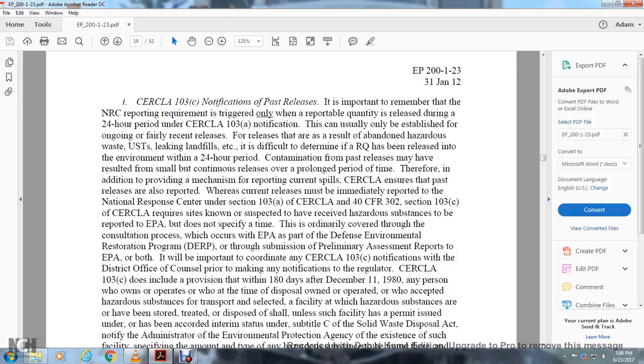the Environmental Protection Agency as part of the Defense Environmental Restoration Program through the submission of the preliminary assessment reports to the Environmental Protection Agency. Both are important to coordinate the Comprehensive Environmental Response, Compensation, and Liability Act 103 notification with the District Office of Counsel to make prior to the notification under the Comprehensive Environmental Response, Compensation, and Liability Act 103. It does not include the provision of 180 days after December 11th, 1980.